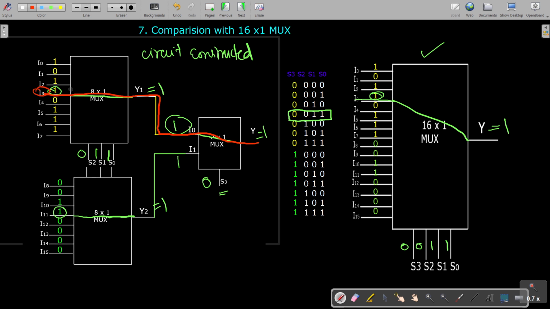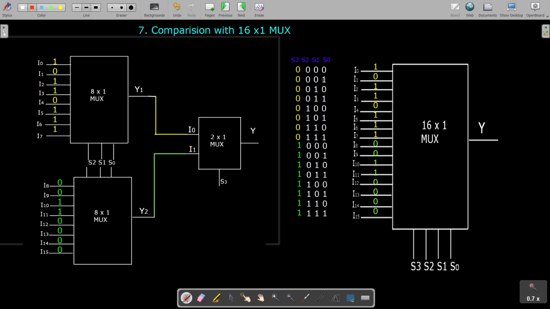So it is from this I3 we get this output. Here also, if you retrace this path, it is coming from this I3 because of the selection input as 3. So we are going to give 0, 1, not 1 as the selection input. So here it is 1, not 1. Here it is 0. Here also it is 0, 1, 0, 1.